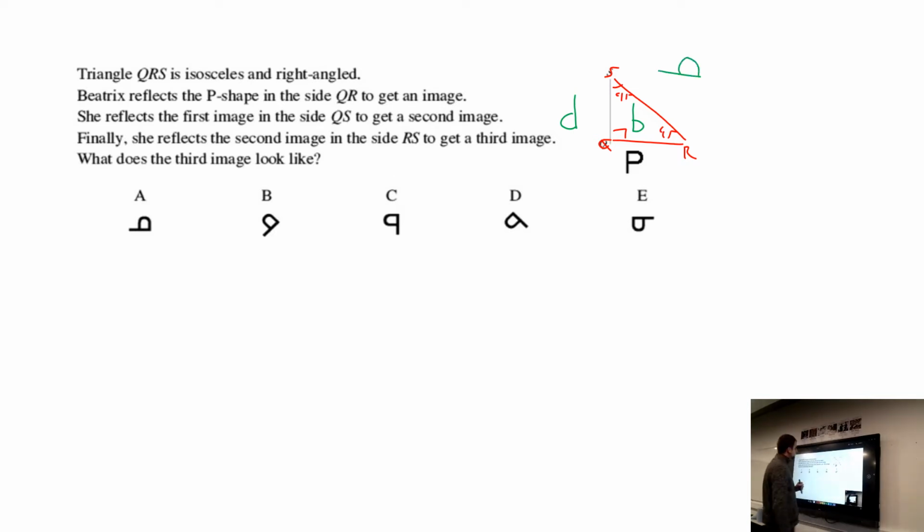Okay, so which one would it be? A, B, C, D, or E? It will be A.